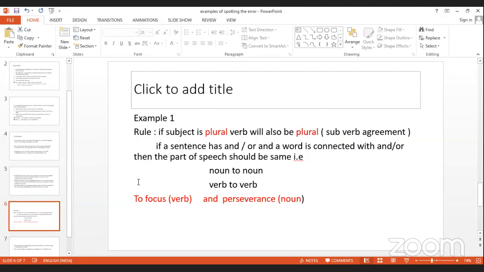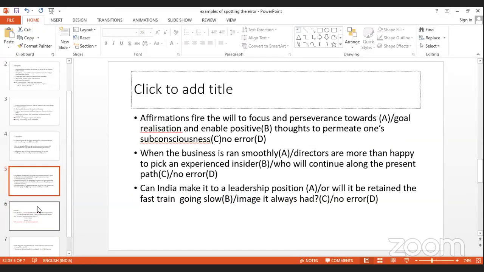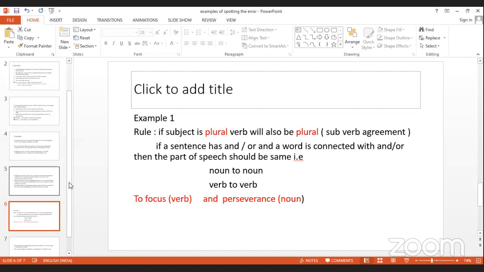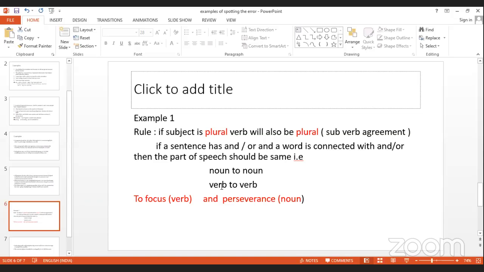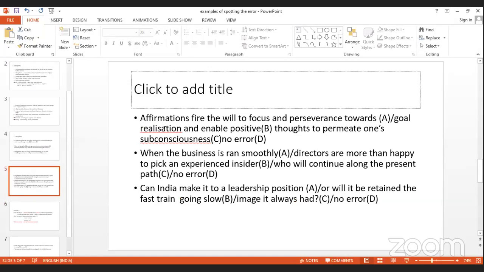Over here, I have made the slide for the first one, so children who don't know can go through this slide. This is for the first answer, affirmation. This is the rule: if a sentence has "and" and a word is connected with that, the part of speech will be the same. If it is a noun, it has to be connected to a noun, and if it is a verb, it has to be connected to a verb. That is what we did in the first question.